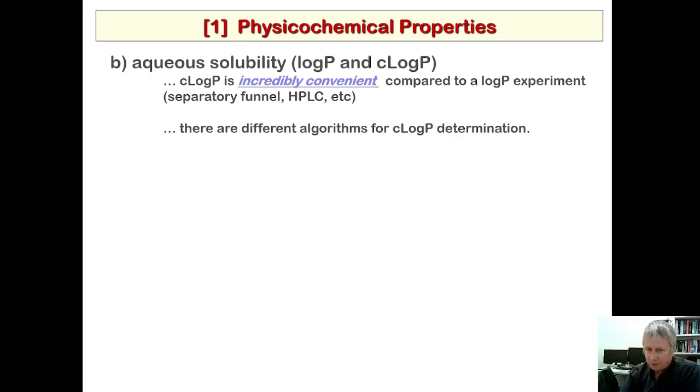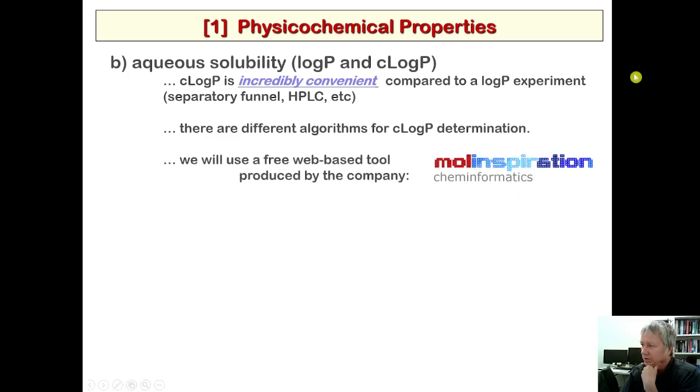There are countless algorithms for C log P determination. We're not going to go through very much of these, but we'll show at least one program, a free web-based tool that does the C log P calculation. We're going to use something called Molinspiration, and you will be doing this too in a little bit after I show you how to do it. Molinspiration is a free website. The interface isn't superb, but it does allow us to do these basic calculations for free.